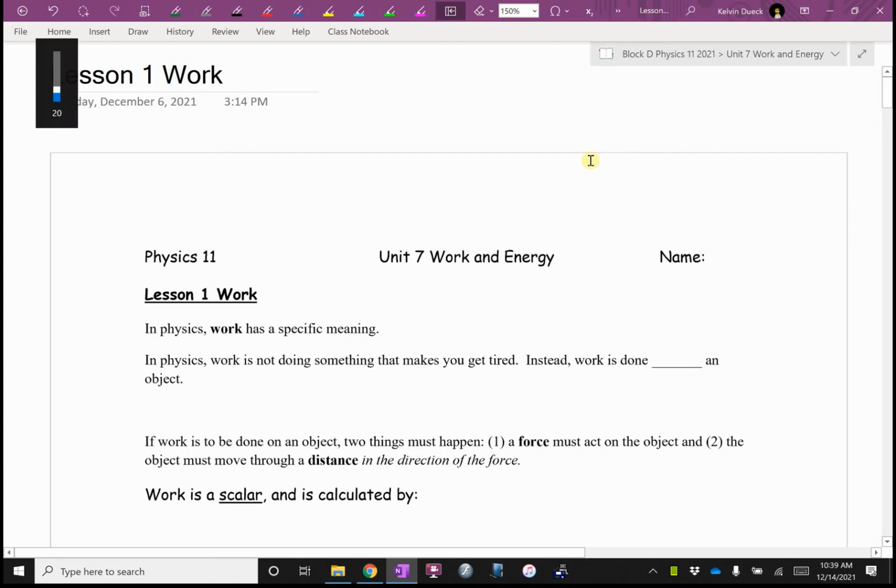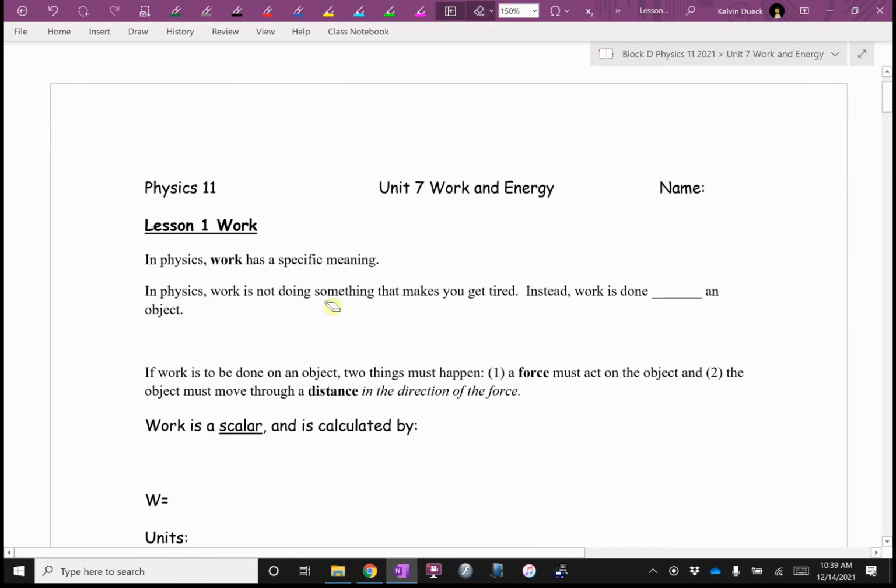I want to talk about a physics concept called work. Now, there's a bit of a problem because work in English has a certain meaning. If you say, I'm doing work, I'm putting work in, you mean I'm getting tired. Work is not tiredness. There is a physics concept that will also explain tiredness, and we'll talk about that during this unit. But in physics, work has a very, very specific meaning. It does not mean doing something that makes you tired.